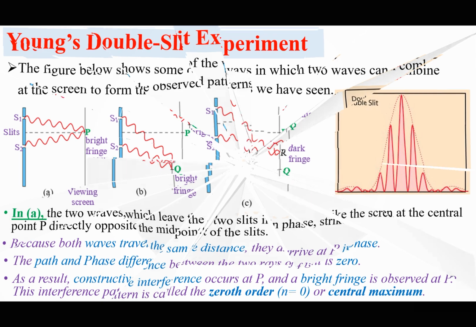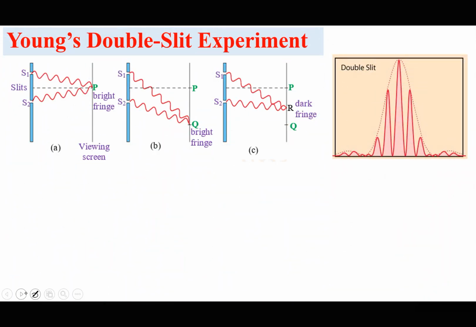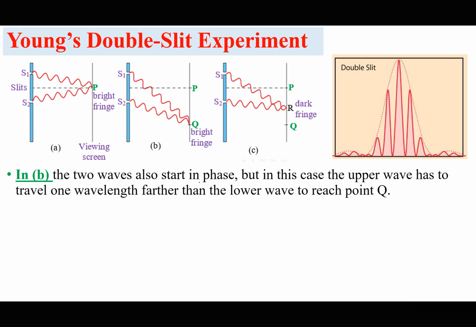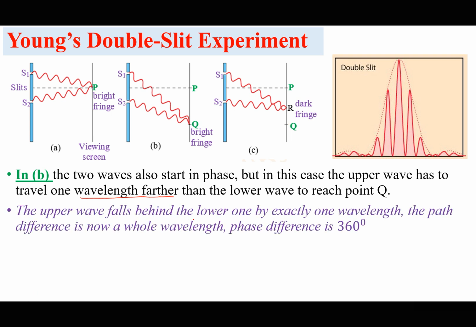Then we have also seen what happens in B. In B, the two waves also start in phase, but in this case, the upper wave has to travel one wavelength further than the lower wave to reach point P. We saw that the upper one traveled 6 wavelengths and the other one traveled 5 wavelengths, and the difference was 1 wavelength. So the path difference is 1 wavelength. So we say that the upper wave falls behind the lower one by exactly 1 wavelength. So the path difference is a full wavelength.